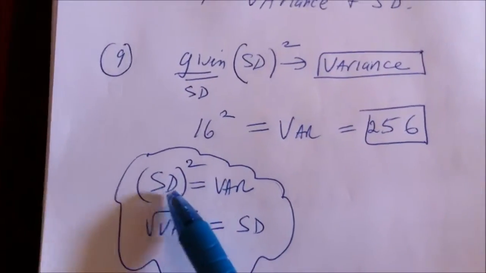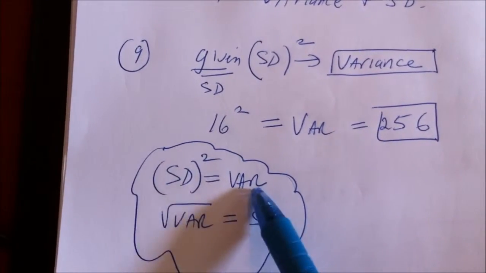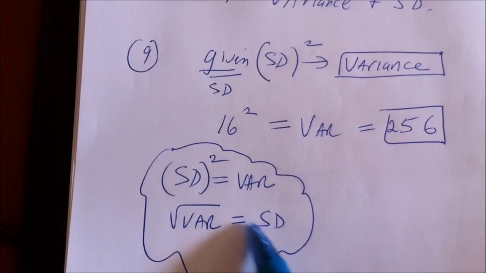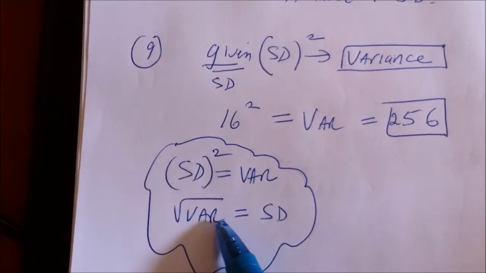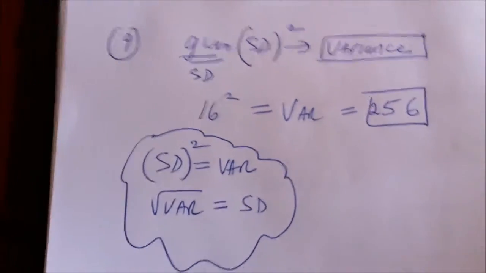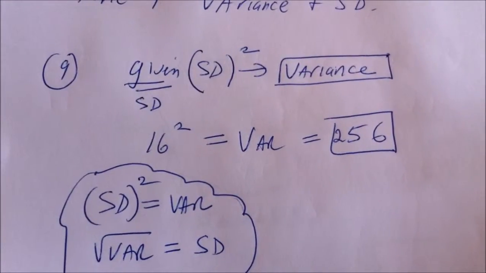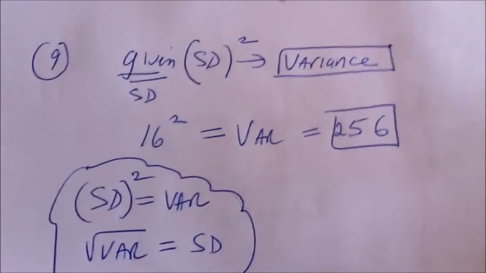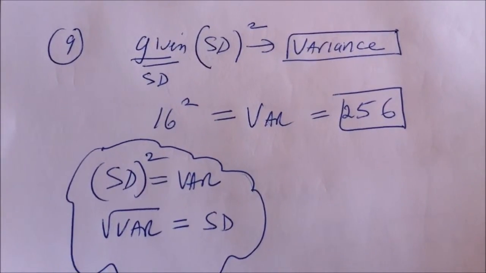These are the formulas. If I give you the standard deviation, to get the variance, you square it. To get the standard deviation given the variance, you take the square root. So here I gave you that the standard deviation was 16, so to get the variance, you just square it to get 256.